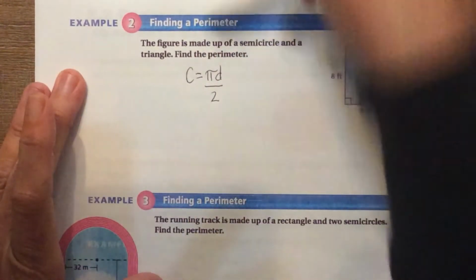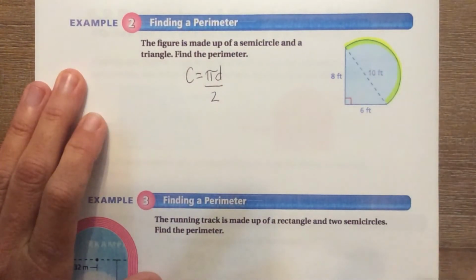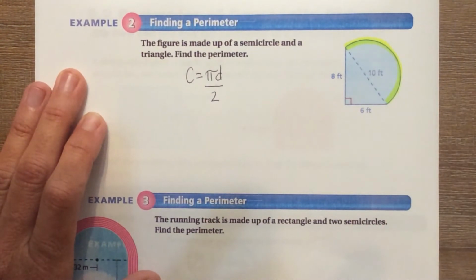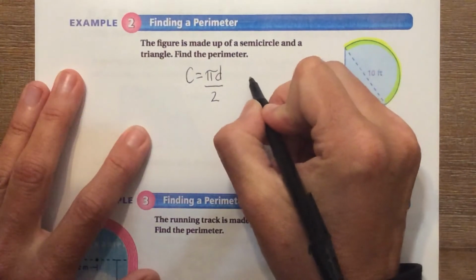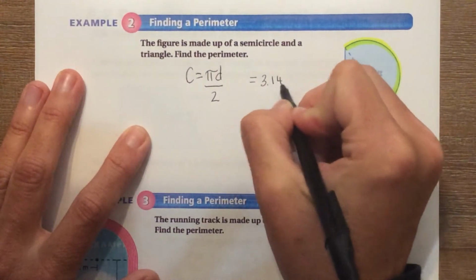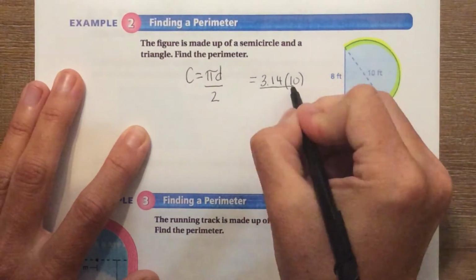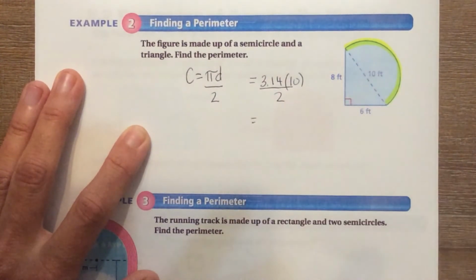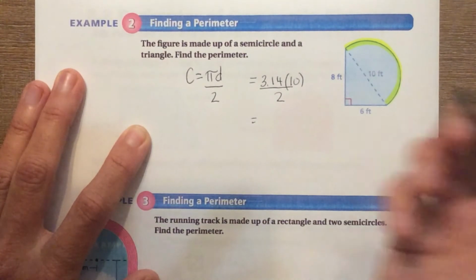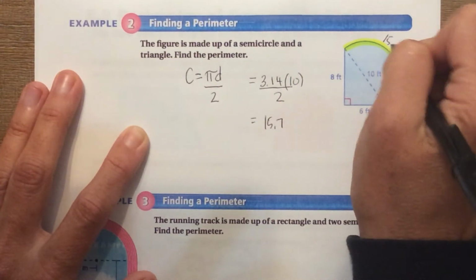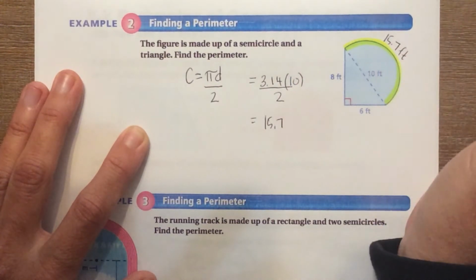Take a walk around your figure with a highlighter, a crayon, any sort of color, and once you've completely surrounded it, you have the complete perimeter. So this is equal to pi times d, which is 10 feet. Divide that by 2. Go to your calculator, 3.14 times 10, divide it by 2, you get 15.7. So this is 15.7 feet.